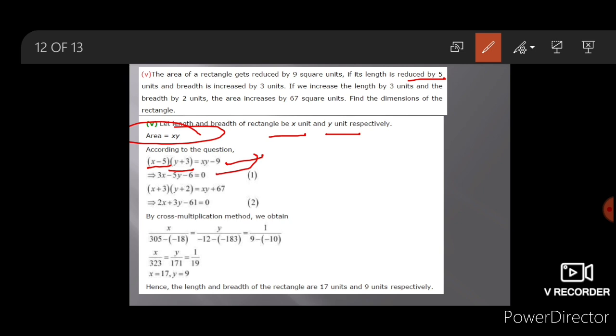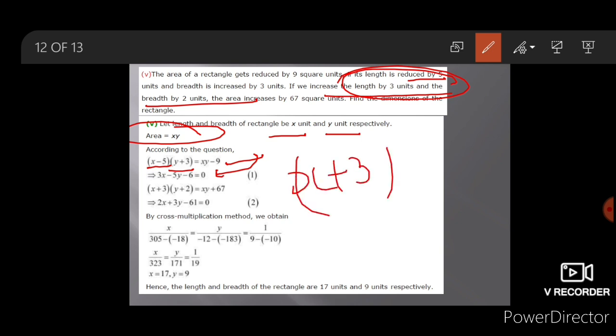So on solving this equation, we get 3x minus 5y minus 6 is equal to 0. Now our second condition, if we increase the length by 3 units and the breadth by 2 units. If the length is increased by 3 units, it means that we get x plus 3, and the breadth is increased by 2 units, so we get y plus 2. If the length and breadth are increased, then it is obvious that the area will increase, and the area is increased by 67 units.